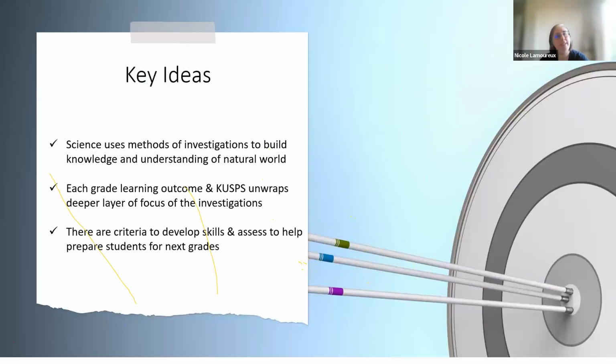Okay, so I hope today that you walked away with some key ideas that science uses methods of investigation to build knowledge and understanding of the natural world. Each grade learning outcome and cusp unwraps a deeper layer or focus on those investigations. And that there are criteria to develop those skills and assess them to help students prepare for the next grades.